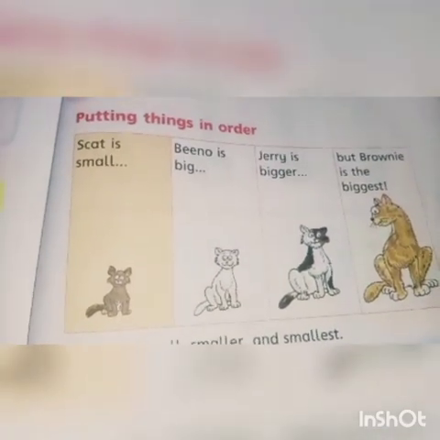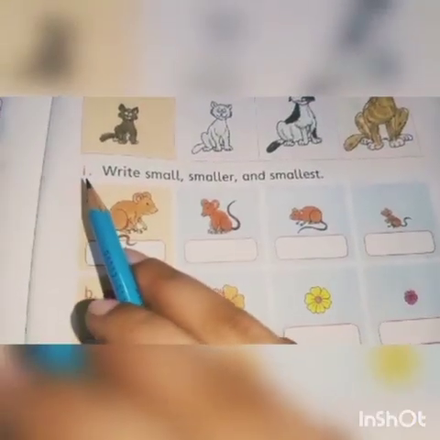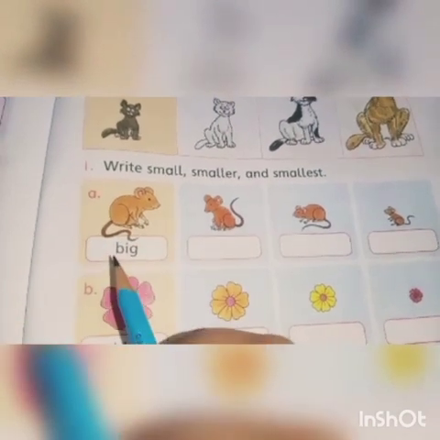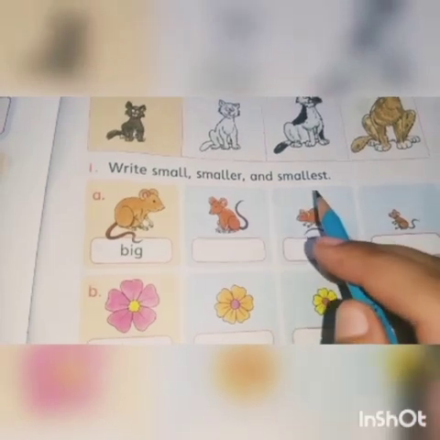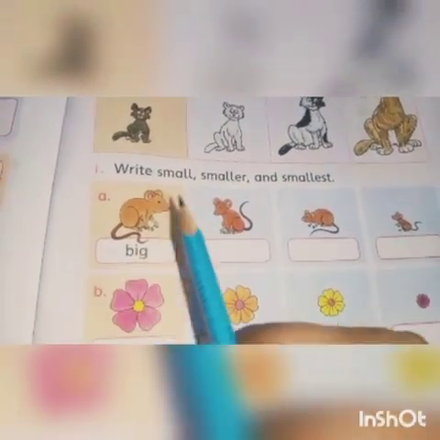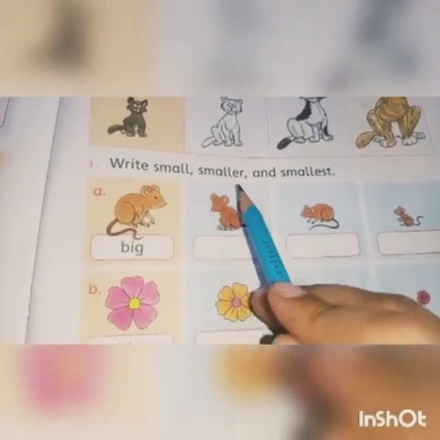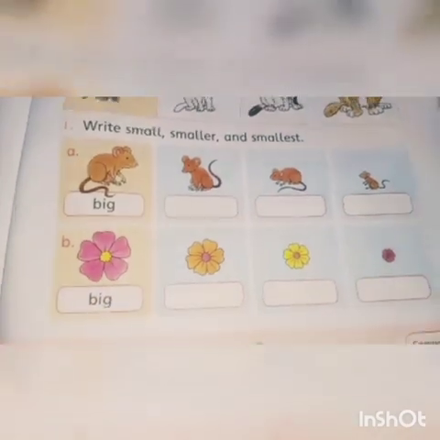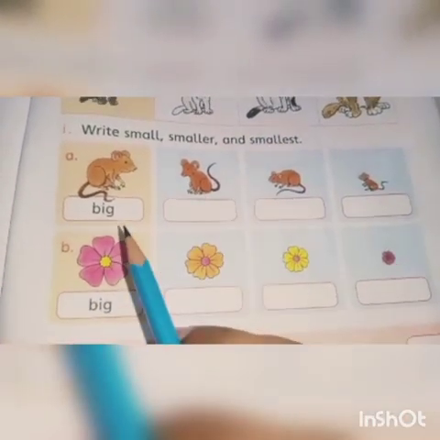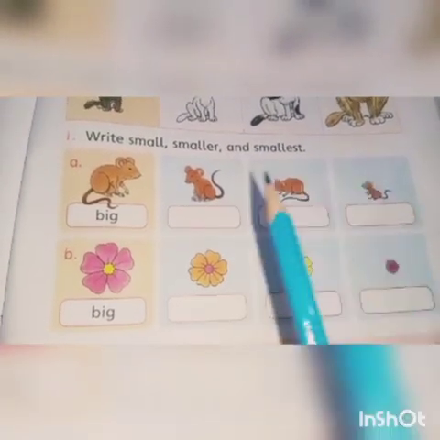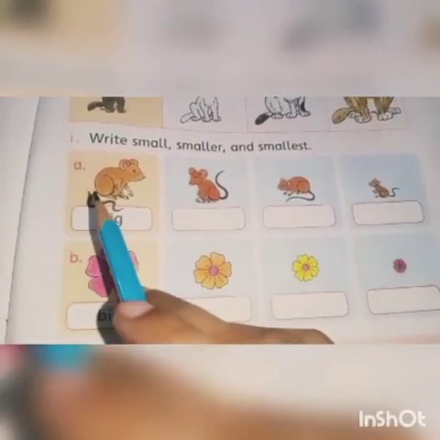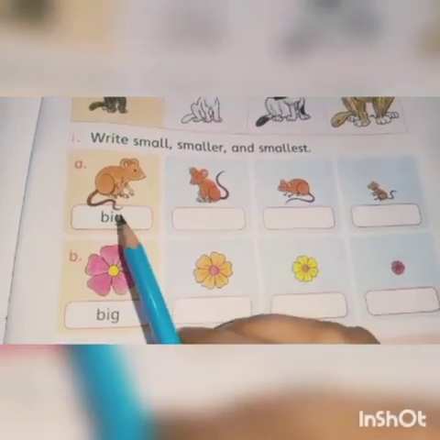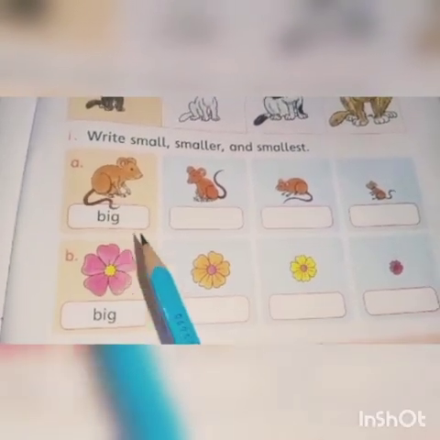Let's start our work. Here we have point 1 and the statement is write small, smaller, and smallest. Students, write small, smaller, and smallest. Here we have some objects. We are going to differentiate these objects and write small, smaller, and smallest. Here we have point A. At point A, here we have mouse.